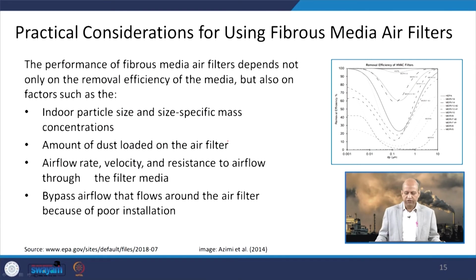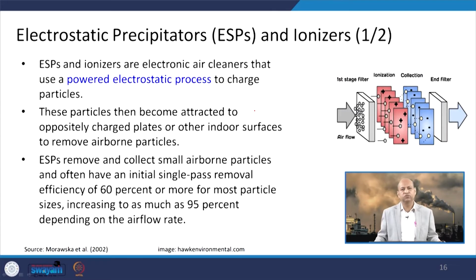Well, when we talk about practical considerations for using fibrous media air filters, if we do not use them properly, then rather than making air quality better, they will deteriorate it. So, the indoor particle size or size specific mass concentrations, the amount of dust loaded on the filter, and then airflow rate, velocity and bypass airflow that flows around the air filters, all these things have to be kept in mind, and the optimization has to be done to have greater efficiency of those filters.